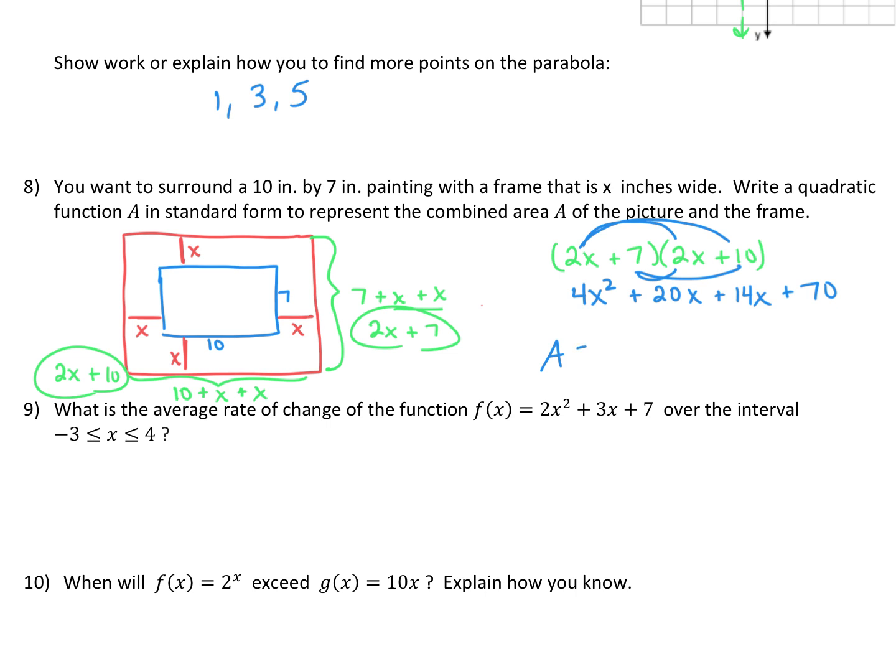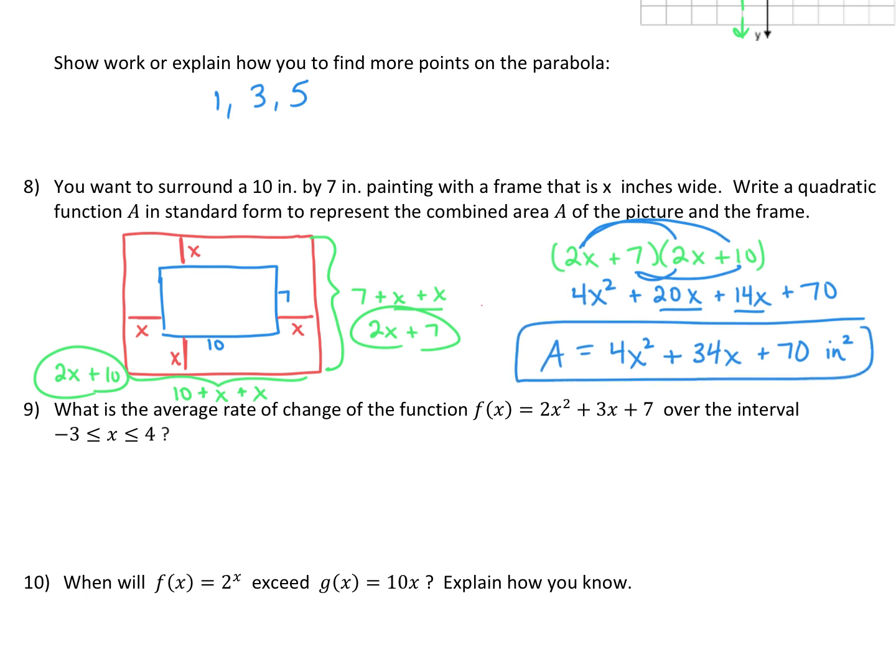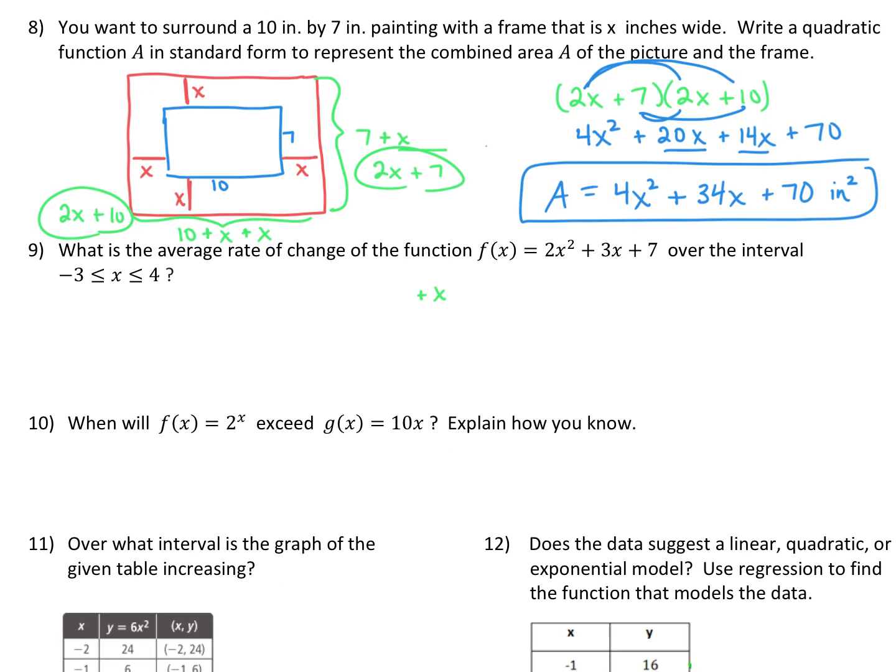So our area is 4x squared. We've got these x's to combine. 20x and 14x gives us 34x, and then plus 70. Let's see, our label, we are in inches squared for area.